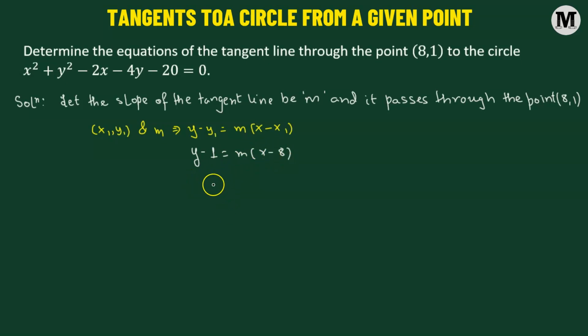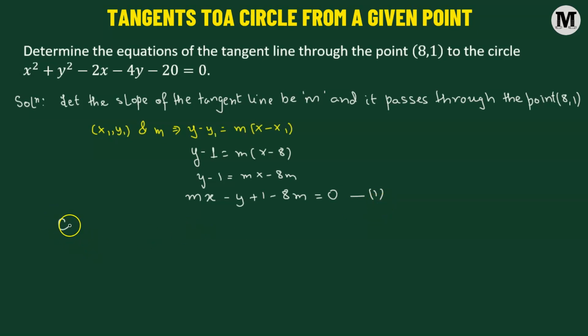So let's simplify the terms. We get y minus 1 equals m times x minus 8m. Or we have mx minus y plus 1 minus 8m equals 0. So this is going to be the equation of the tangent line. We're going to label this as equation number 1. Now we come to the equation of the circle.